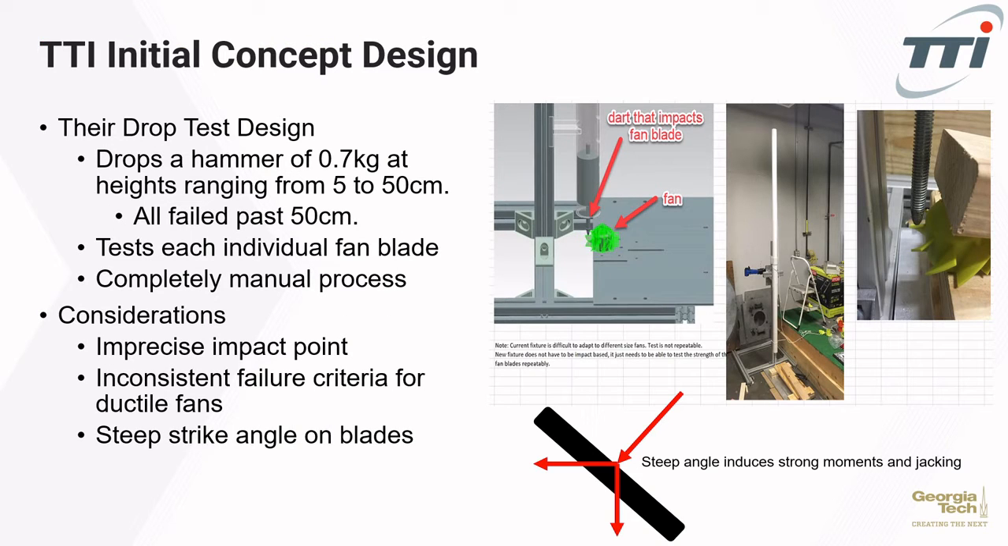The TTI initial concept rig was very rudimentary and inaccurate, resulting in incomparable data sets that do not properly measure the strength and durability of the fan blades. We use the initial concept to determine the most important features to implement, such as impact point, failure criteria, and strike angle on each blade.